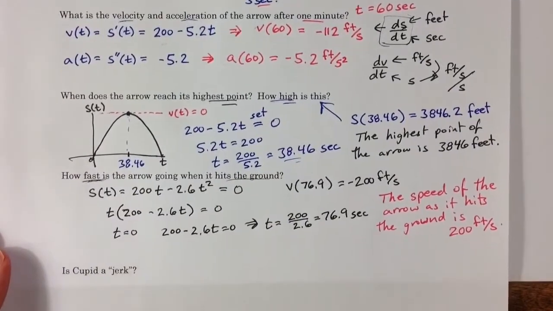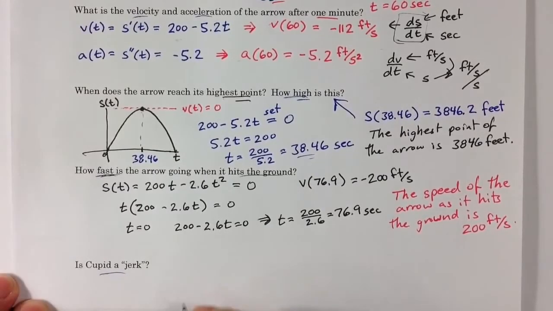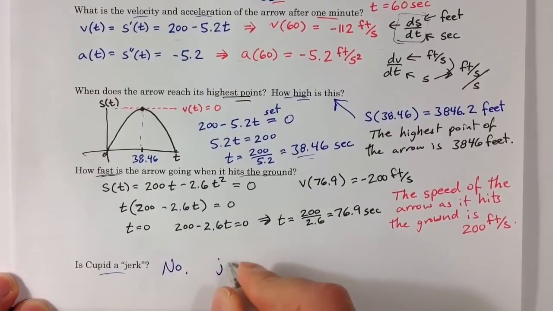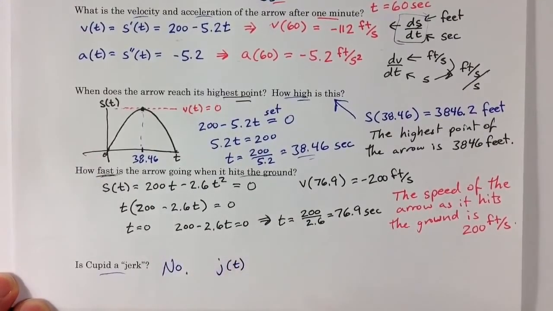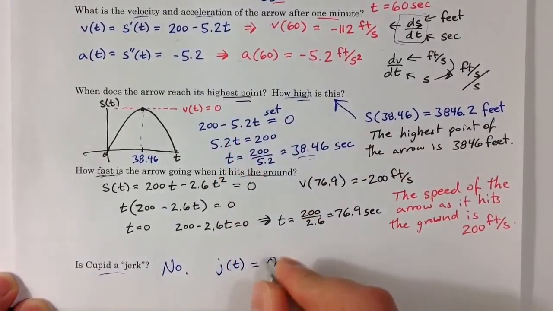One final question. There's a philosophical maybe answer here, but in terms of the calculus, is Cupid a jerk? Well, I would have to say no, right? Because the jerk function in this situation is the derivative of acceleration, but acceleration is constant, so the derivative is 0.